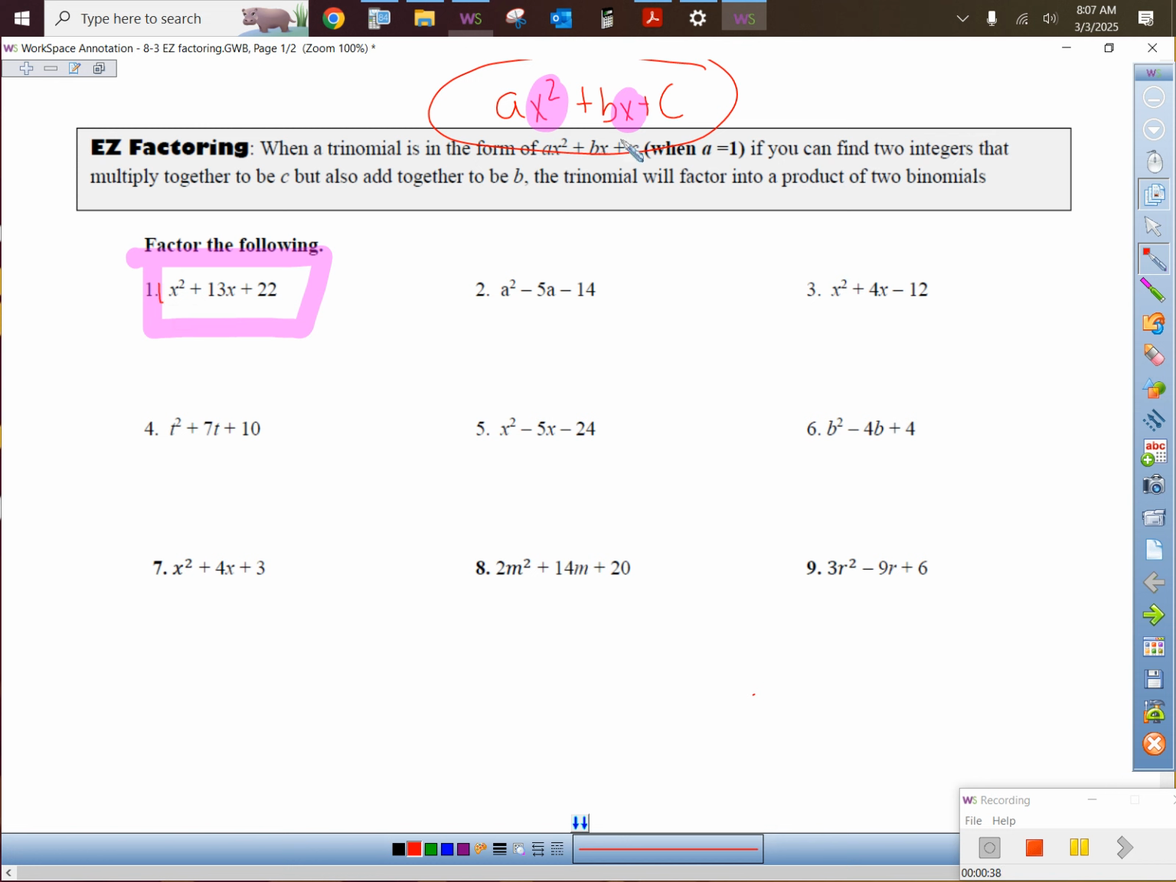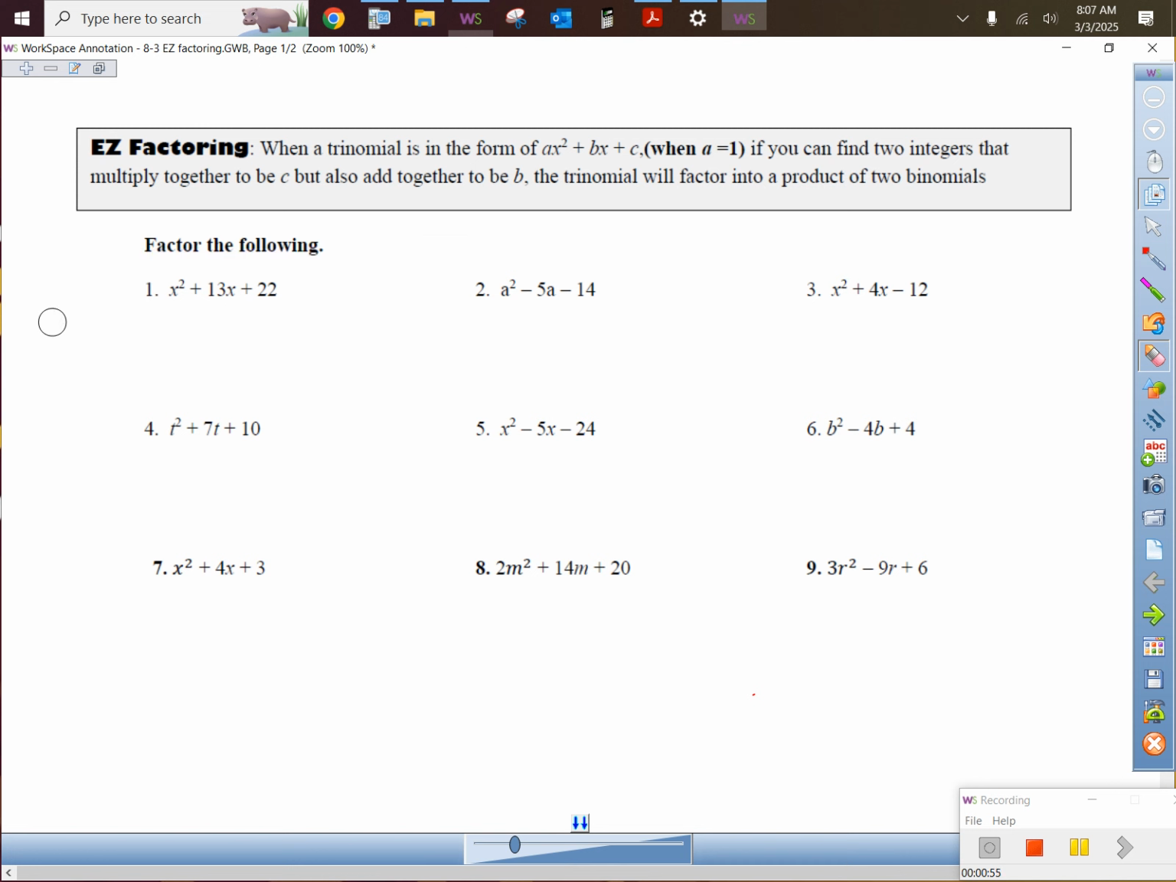B is the number in front of x. How do you feel about it being 13? And C is just called the constant term because it doesn't have a variable with it. It is 22 in this case, right? So last time we did perfect square trinomials, and the time before that we did difference of squares, and then we even did GCFs. Today, I won't lie to you, I made up this phrase. It's called easy factoring. The reason I made up easy factoring is because it is easy to do.